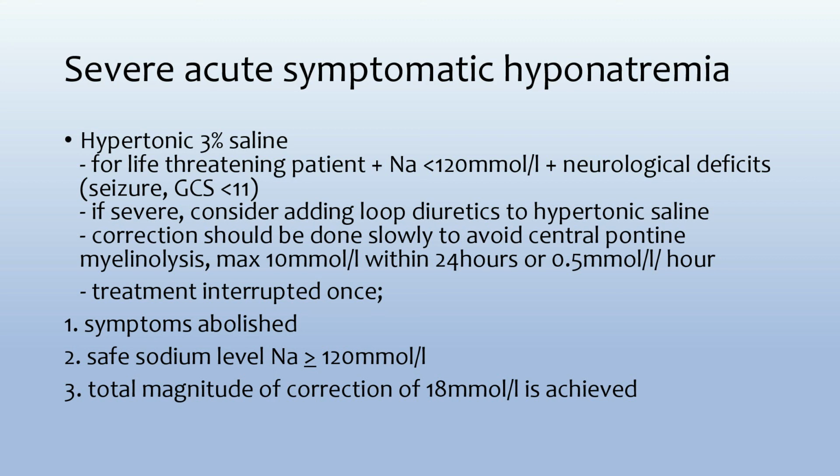So for severe acute symptomatic hyponatremia, where GCS is less than 11, the patient is having seizure, meaning any neurological deficit, sodium is less than 120 millimole per liter, life-threatening, we treat using hypertonic 3% saline, but the patient has to be monitored closely in ICU, for example, and we shouldn't correct the sodium level more than 10 millimole per liter within 24 hours or 0.5 millimole per liter per hour to avoid central pontine myelinolysis. We stop the treatment once the symptoms abolish or we reach a sodium level of 120 millimole per liter or more, and also the correction of 8 millimole per liter is already achieved.